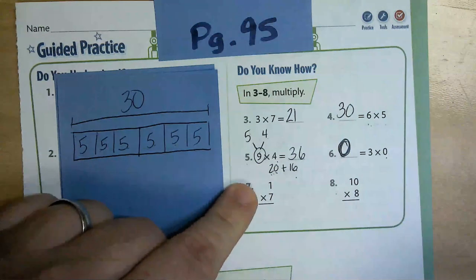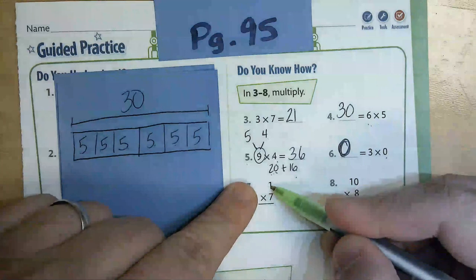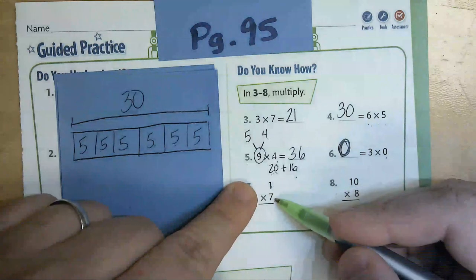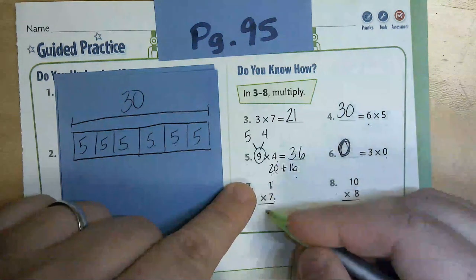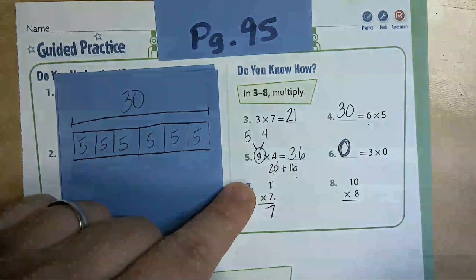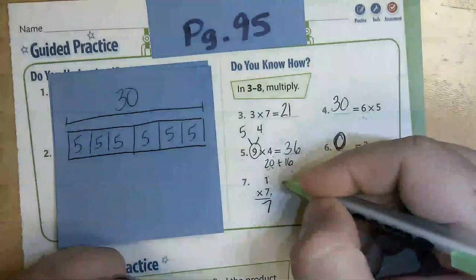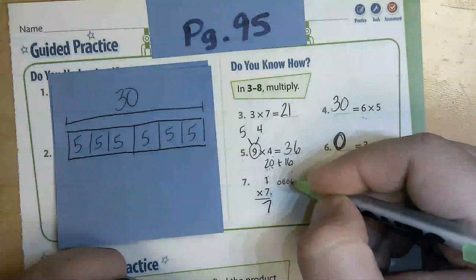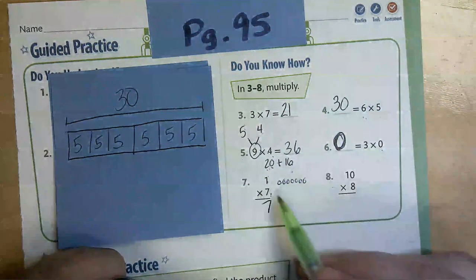For number 7, I've got the identity property. And the identity property tells me when I multiply something by 1, the other factor is what my product will be. So 1 times 7 is going to give me 7. If you want to know what that looks like, here we go. You ready? I've got 1 row, and there's 1, 2, 3, 4, 5, 6, 7. How many do I have? Well, I have 7 because there's just 1 row of them.